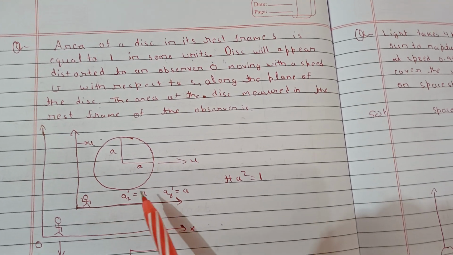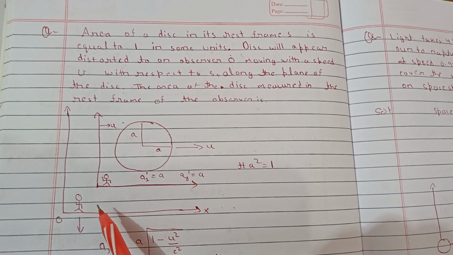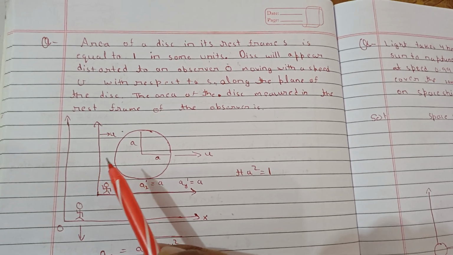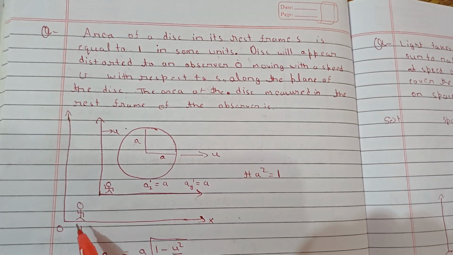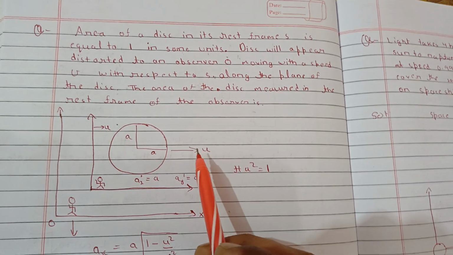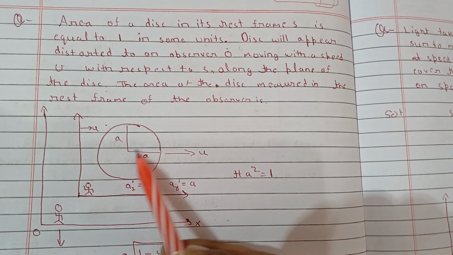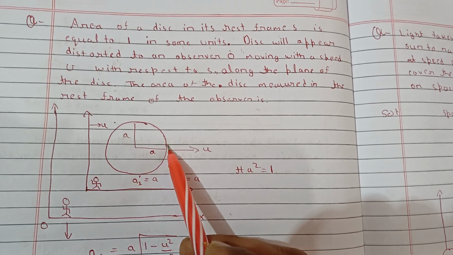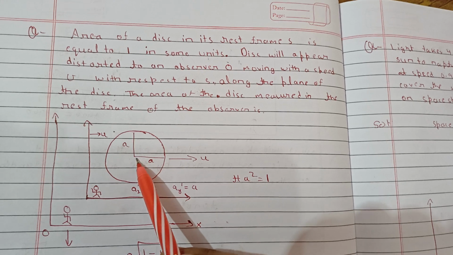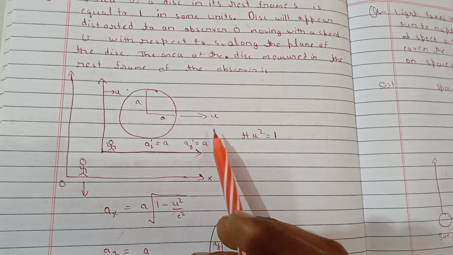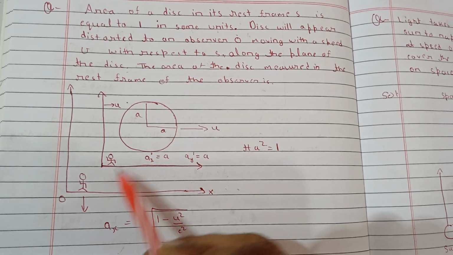Okay, so the observer is moving, and we have to find the area of the disk measured in the rest frame of the observer. The observer is in the rest frame, and it is a moving disk. We have to find this area in this frame. So we see that it is moving in this direction, then this length is going to contract, but this length will not contract. So we just have to find these coordinates, then it will be easy. What will this length be according to this observer? That will be the contracted length.